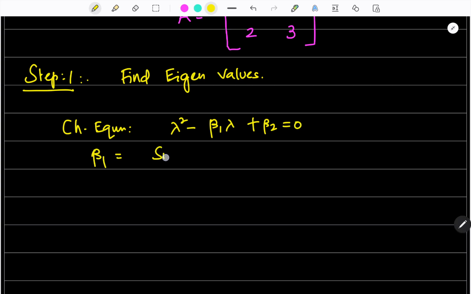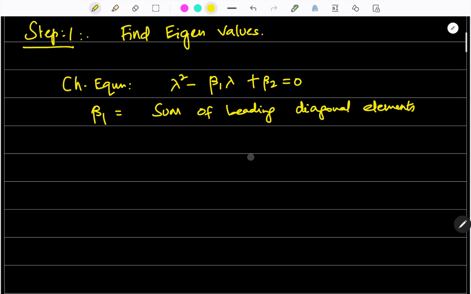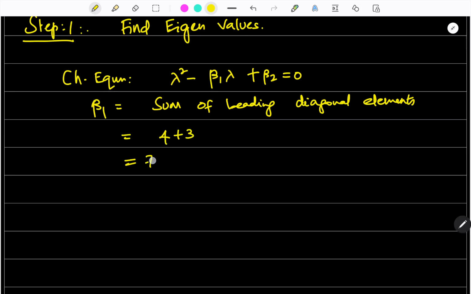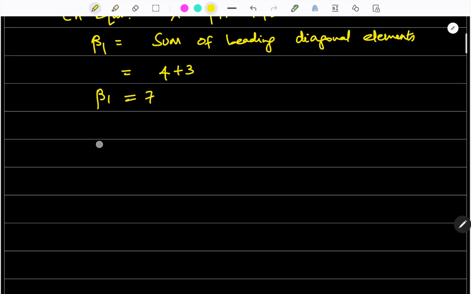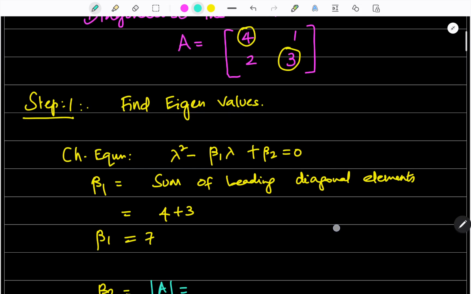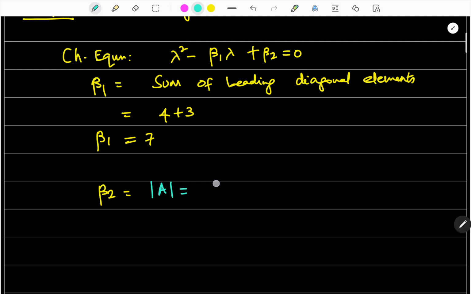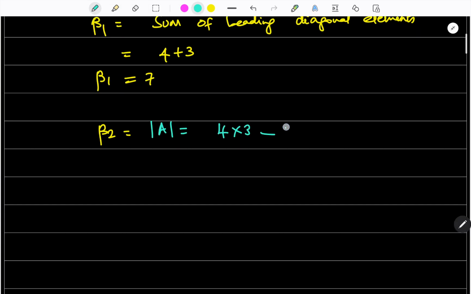What is your beta 1? Beta 1 is the sum of leading diagonal elements. This is your leading diagonal, 4 and 3, so it becomes 4 plus 3, which is equal to 7. So this is your beta 1. Next, we are going to calculate beta 2, which is the determinant of A. It's a 2 by 2 matrix, so no need to go to the calculator and waste time, but you can check whether your answer is correct. It is 4 times 3 minus 2 times 1. 4 into 3 is 12, 12 minus 2, what is it going to become?